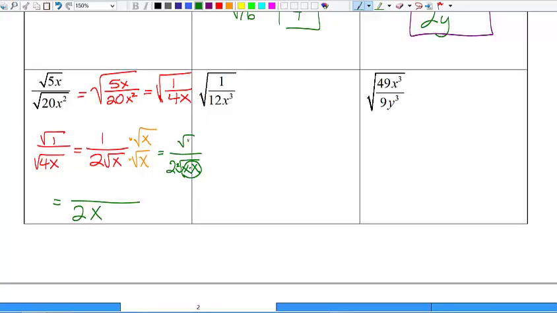1 times root x is root x, and nothing else can reduce, so I have root x over 2x. Yay, I know that I'm reduced because I don't have any radicals left in the denominator.